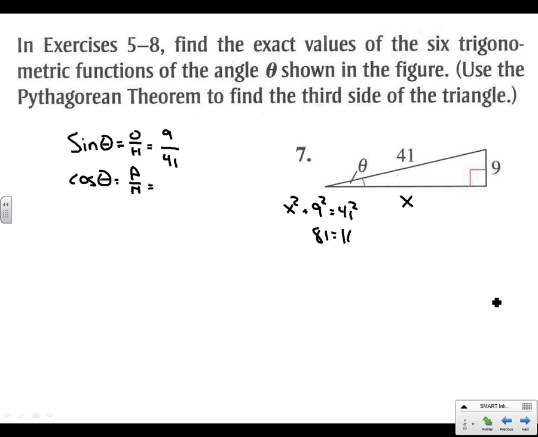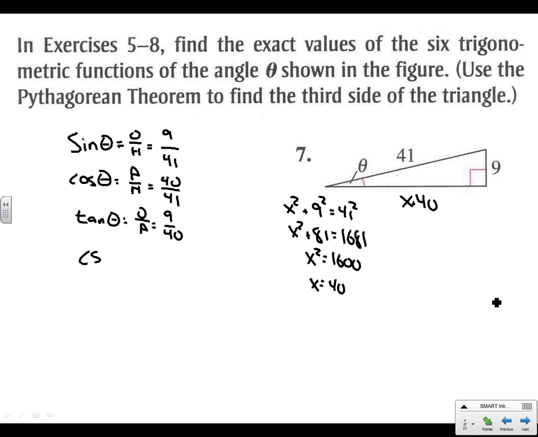1681. And so x squared is going to be 1600. We do the square root of that, x is going to be 40. Alright, so the adjacent side becomes 40. The hypotenuse is 41. Let's fill in the tangent. Opposite over adjacent, 9 over 40. And so now we can flip these over to get secant, cosecant, and cotangent.